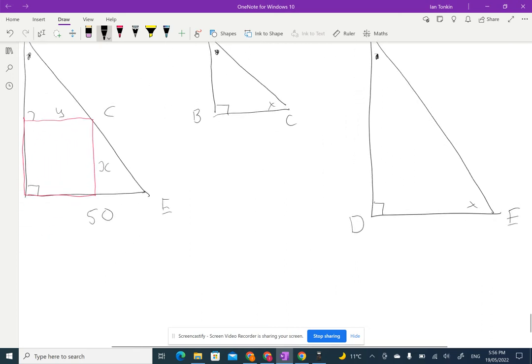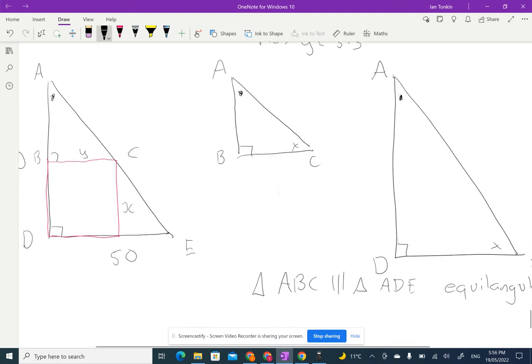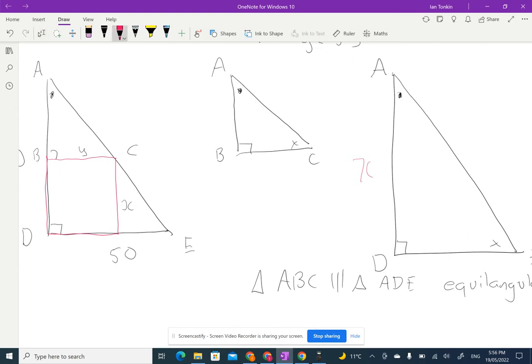Well, triangle ABC is similar to triangle ADE because they're equal angular. So we know that they're equal angular. Now let's have a think. That's 70, that's 50. Too easy. This distance here, all right, this distance here is 70 minus this bit.